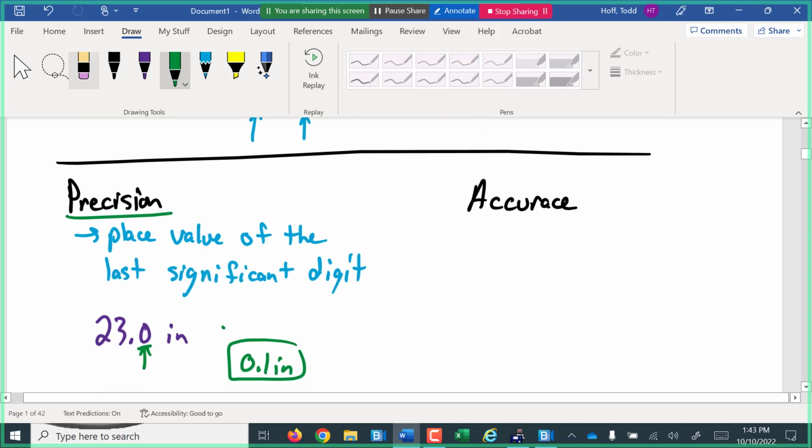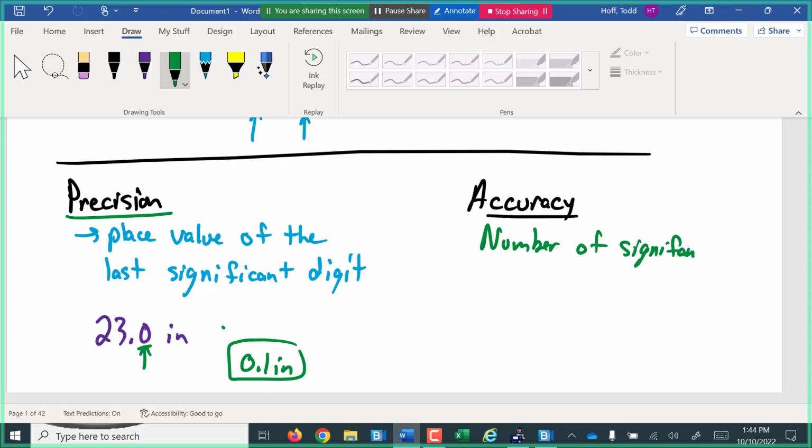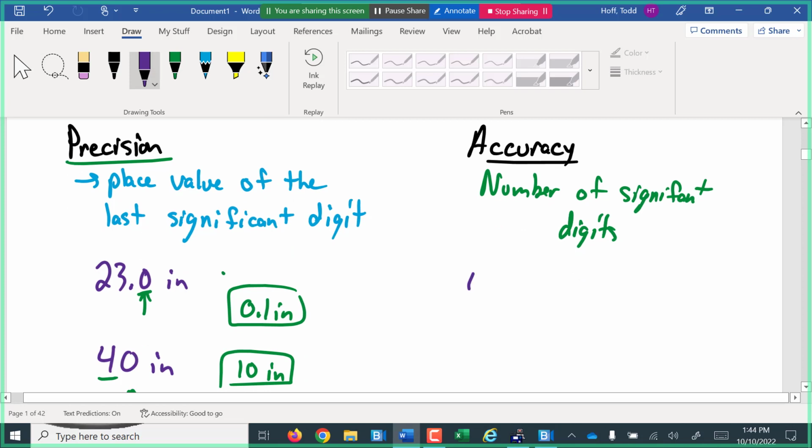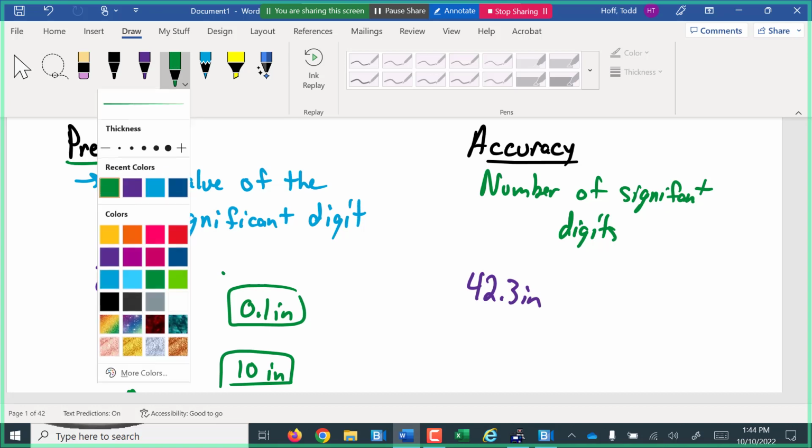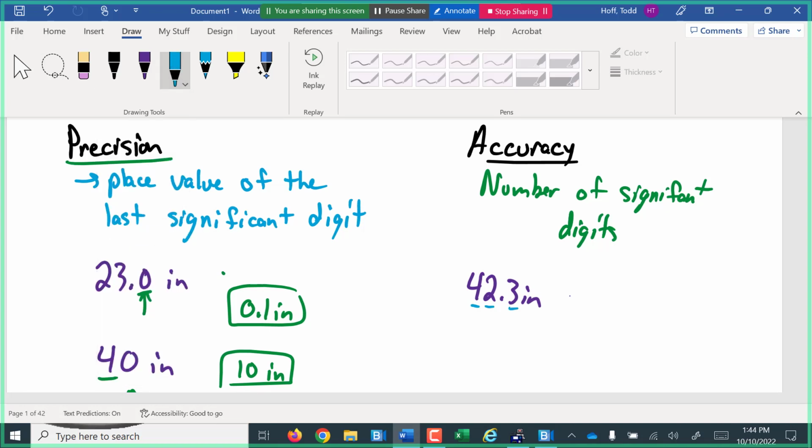Accuracy is the number of significant digits. So if I report a measurement of 42.3 inches, the accuracy of that number is that it is accurate to 1, 2, 3 significant digits.